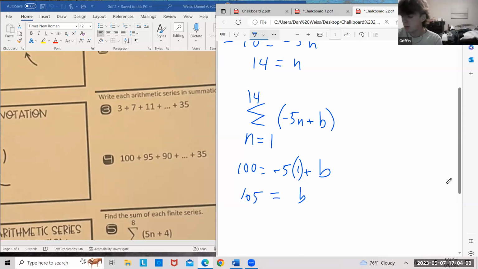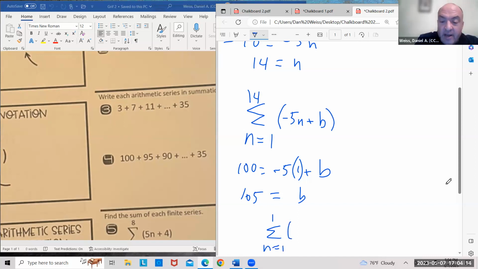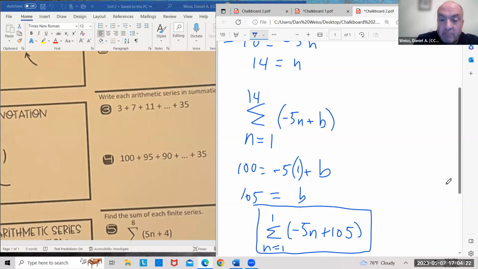So then will my answer just be the sum from n equals 1 to 14 of -5n minus... No, plus 105. Very good. That is exactly the answer right there. Good job.